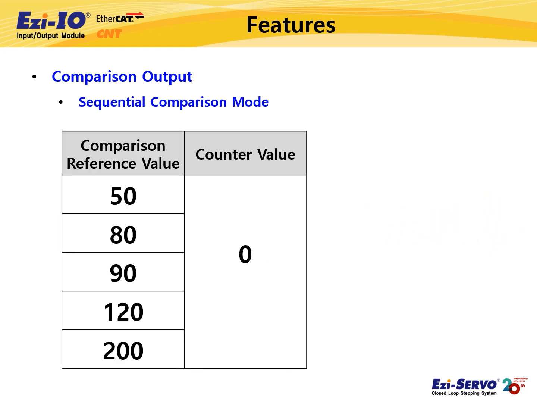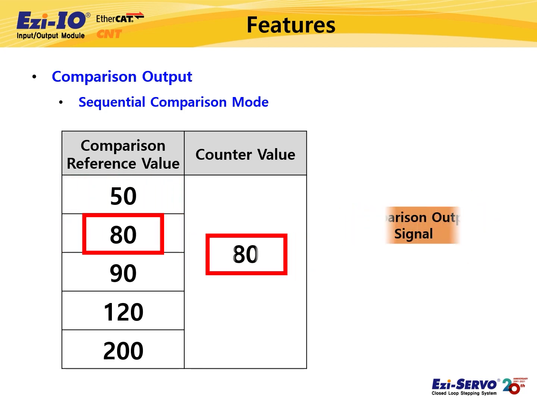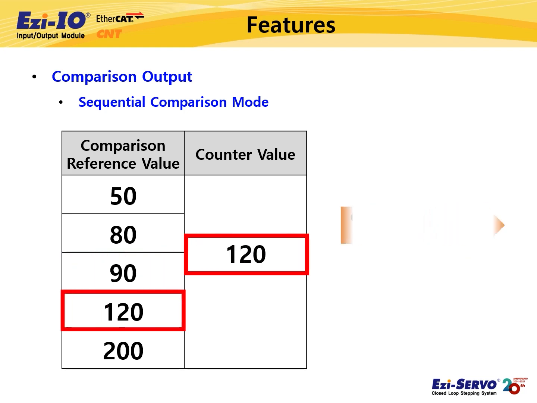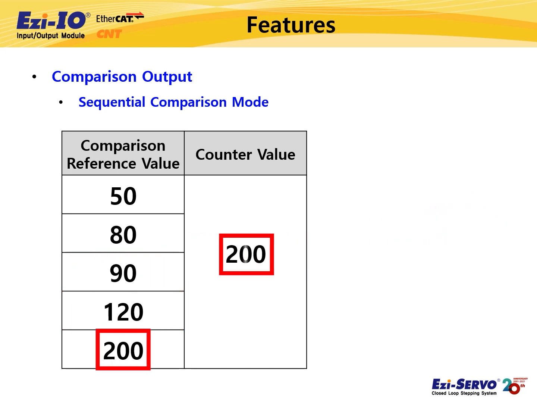Next, I will explain about the sequential comparison mode. In case of sequential comparison mode, output signal occurs according to 60 preset comparison reference values. For example, when the comparison reference values are set as 50, 80, 90, 120 and 200, comparison output signal occurs when the counter value matches the comparison reference values.